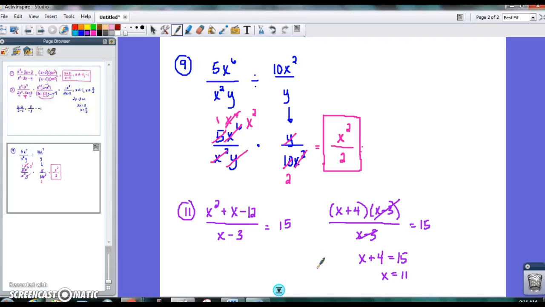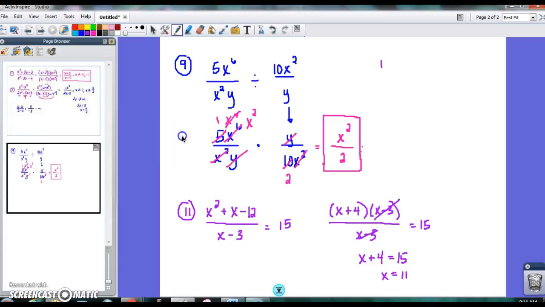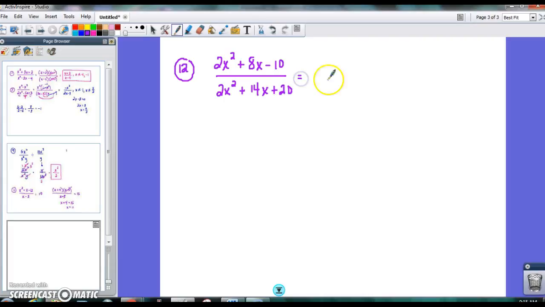Number 12, you had to factor and cancel. I'll just show you this real quick. Actually, let me do this on a new screen here. In number 12, you had 2x squared plus 8x minus 10 over 2x squared plus 14x plus 20. And all of that was equal to 4.